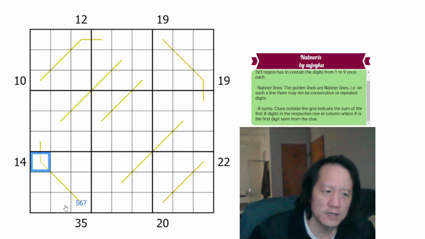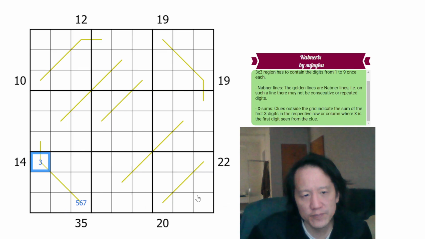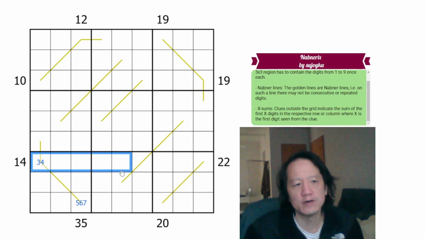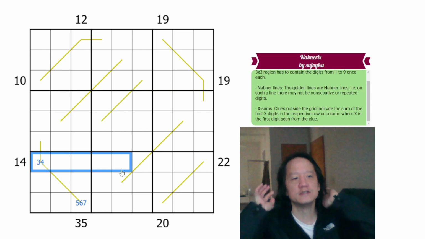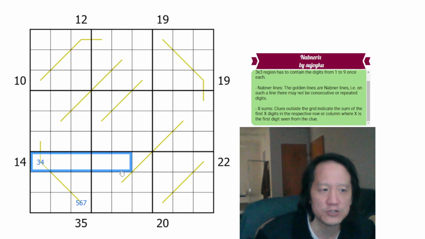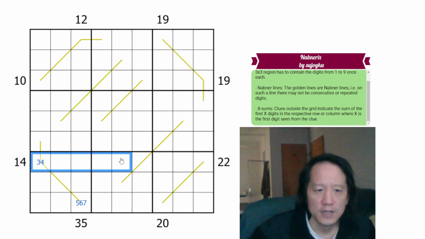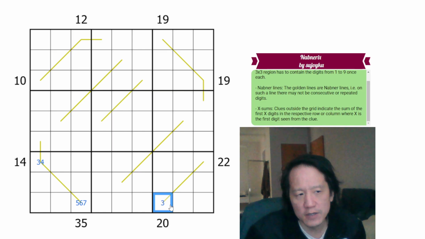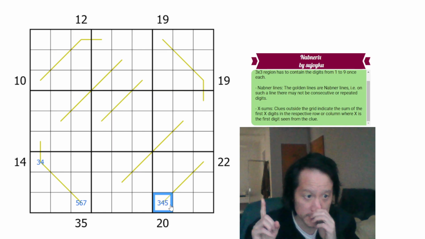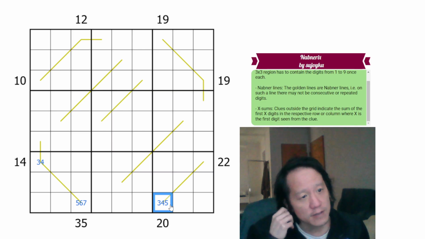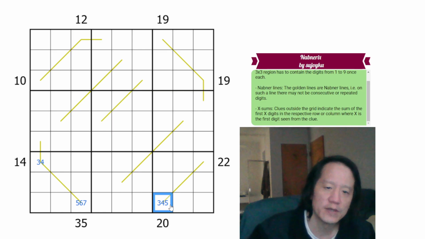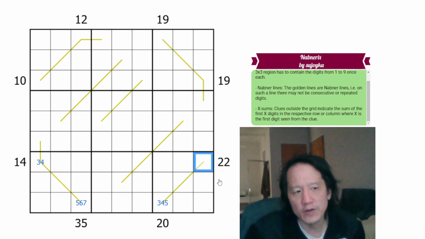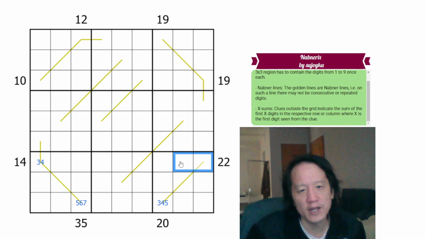The 14 cannot be 2, could be 3, could be 4, but cannot be 5, because the smallest xsum you can have with 5 is 1, 2, 3, 4, 5, which adds up to 15, which is already too large. 20 can be 3 because you have 3, 8, 9. It could be 4, it could be 5, but it cannot be 6 because the lowest 6 digits add up to 21, and that's already too big. So it cannot be 3 because 3 with 8 and 9 only add up to 20. So this could be 4, 5.